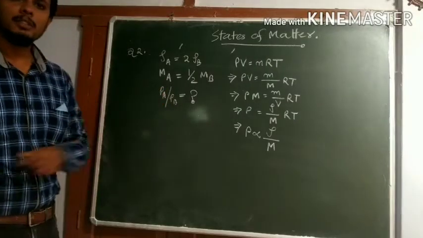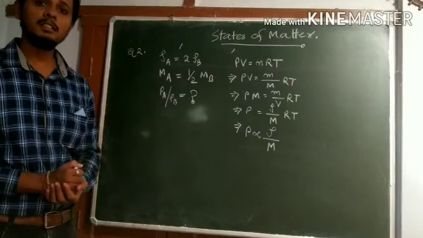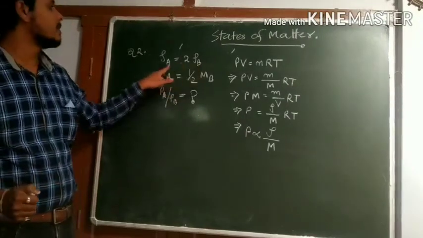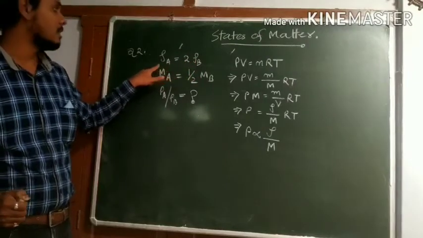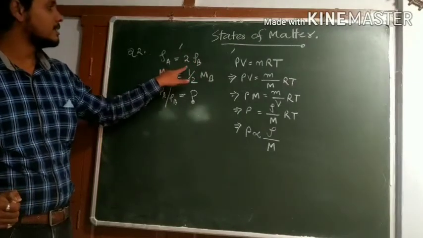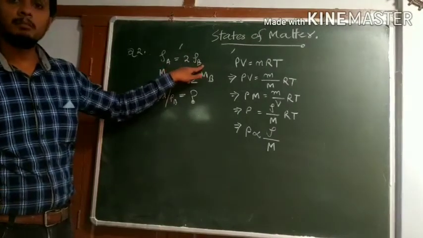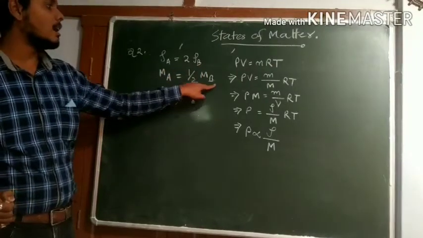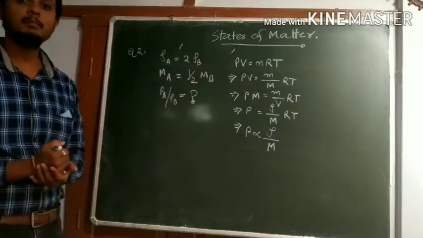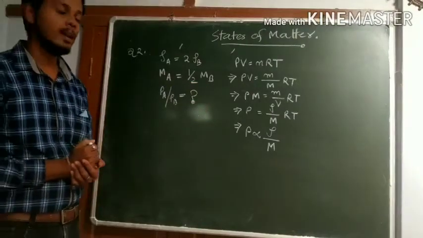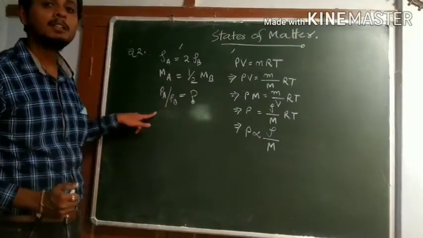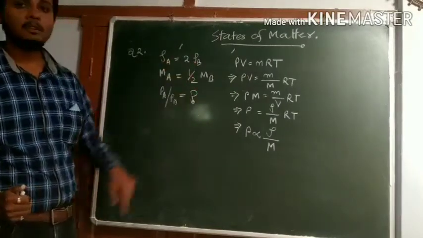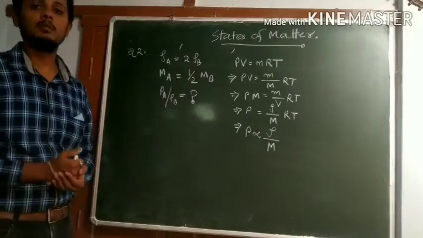In the second question, there are two gases, gas A and gas B. The density, so rho is the density. The density of gas A is twice the density of gas B. Molecular mass of gas A is half of the molecular mass of gas B. So we have to find out what is the ratio of their partial pressures. The density ratio is given, the molecular mass ratio is given, and we have to find the partial pressure ratio.